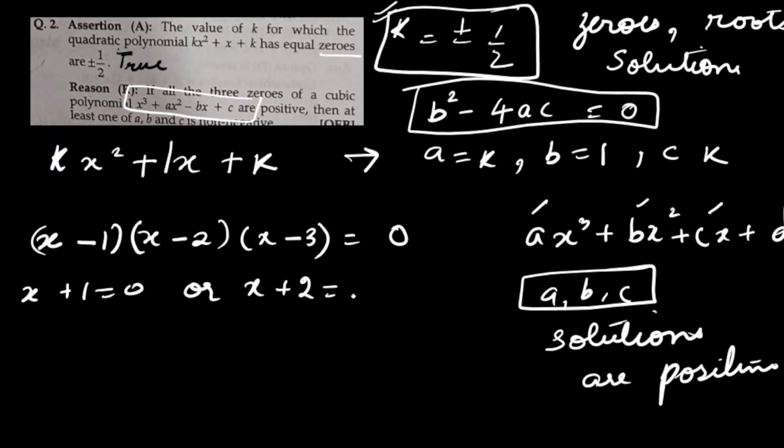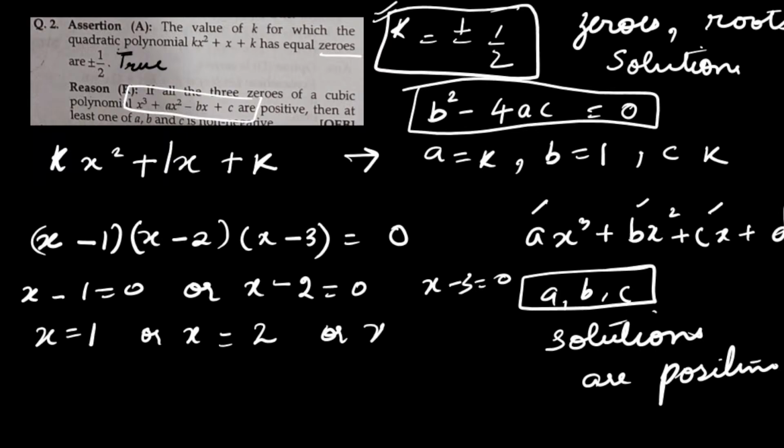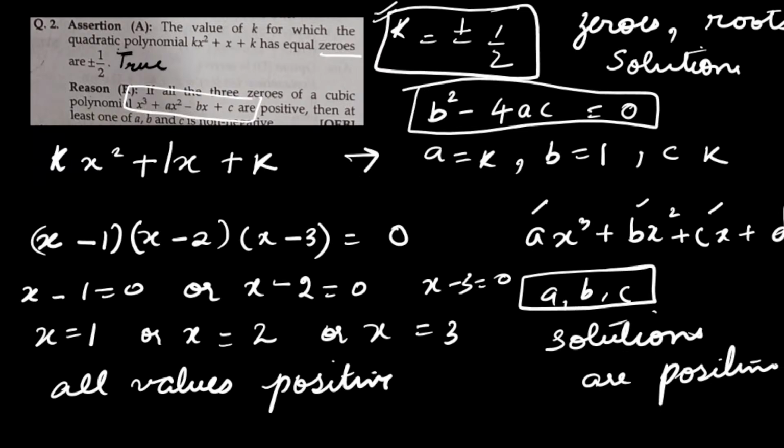So here what is the value? We will get x minus 3 is equal to 0. Here I have taken minus. Why have I taken minus? Because they have mentioned the zeros are positive. So here I'll get x value as 1, or I'll get x value as 2, or I will get x value as 3. So we will get the value of x is 3. What are we getting? All values positive we are getting.